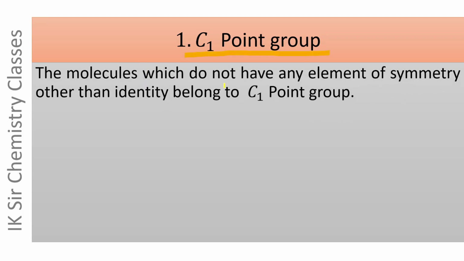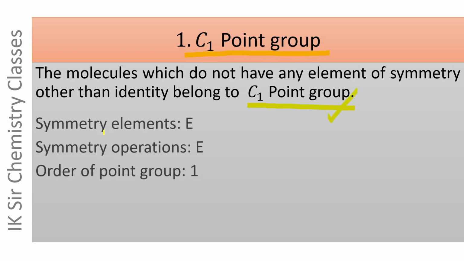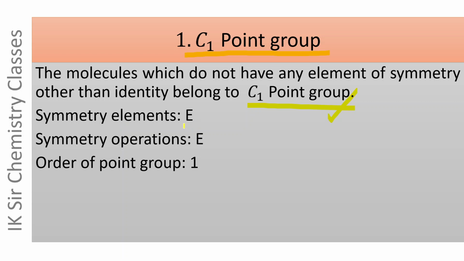The molecules which don't have any other symmetry operation than identity belong to C1 point group. It means the molecules having only identity element of symmetry belong to C1 point group. Symmetry element present in such molecule is E, and the symmetry operation that can be carried out on the molecule is also identity, and the number of symmetry operations is 1, and therefore the order of C1 point group is 1.